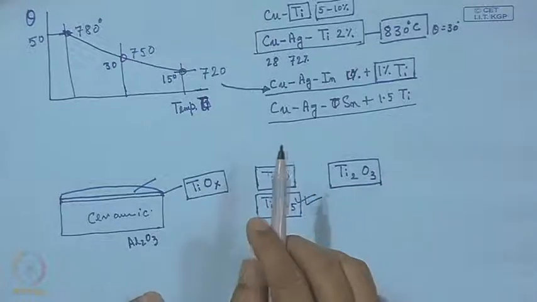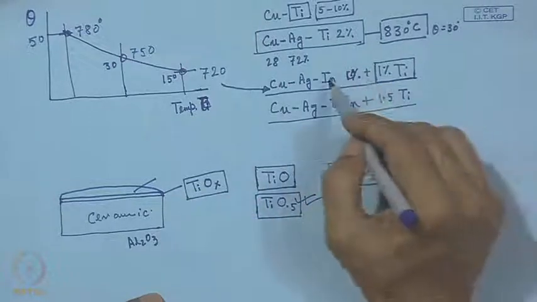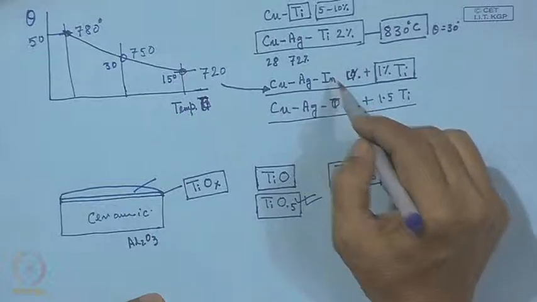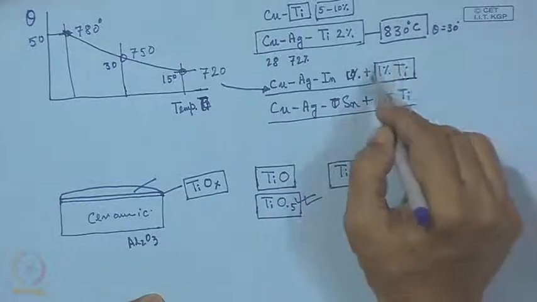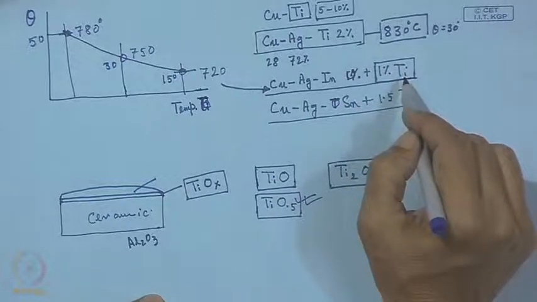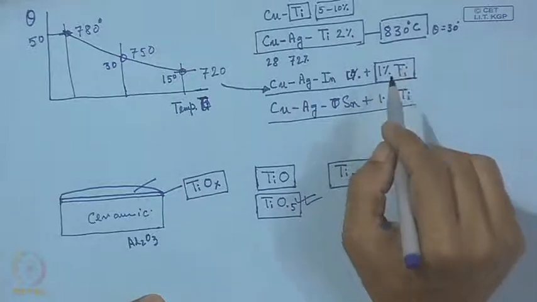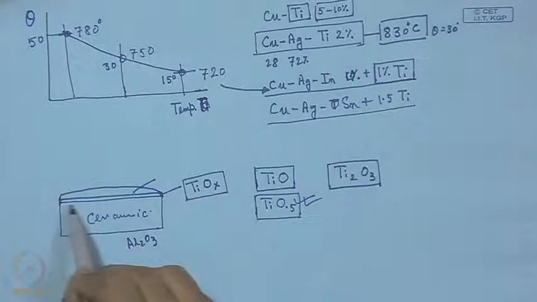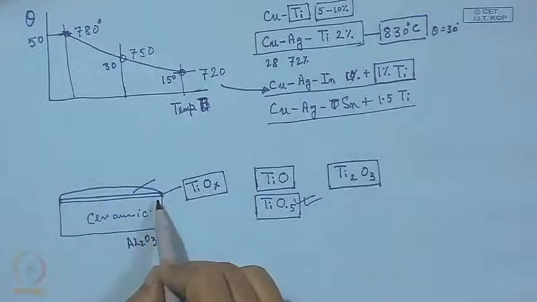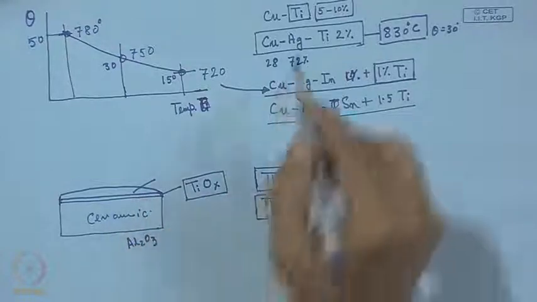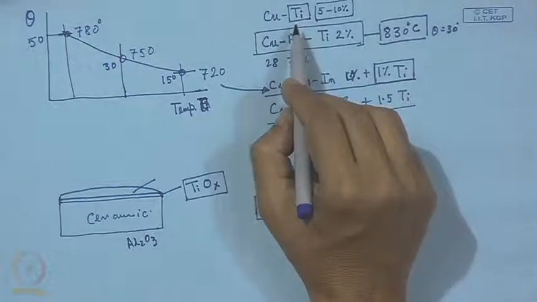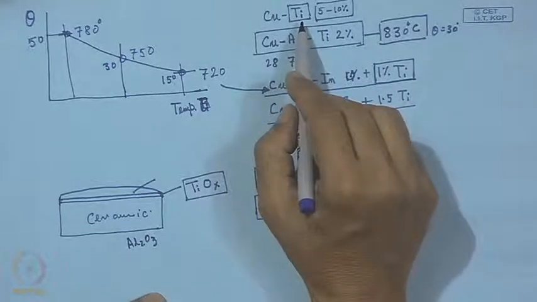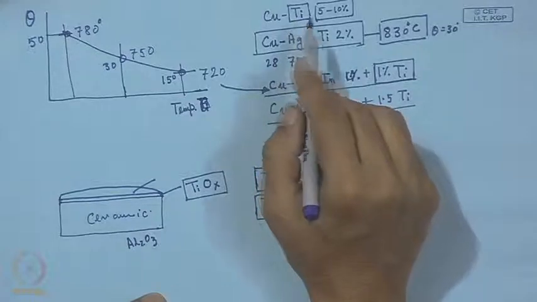So, what we understand is that the presence of indium or tin increases the activity of titanium, and with this small amount of titanium, a thin reaction layer is formed readily, which promotes the wetting. But when we have a higher percentage of titanium, this is just not our desire, but it is a necessity without which wetting is not possible.